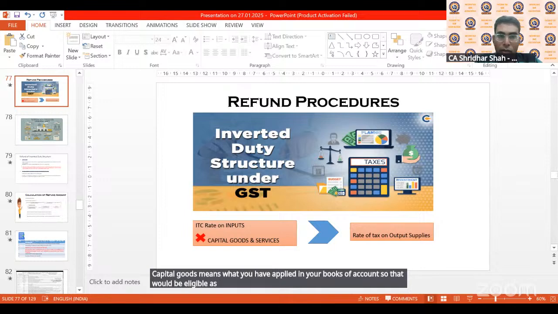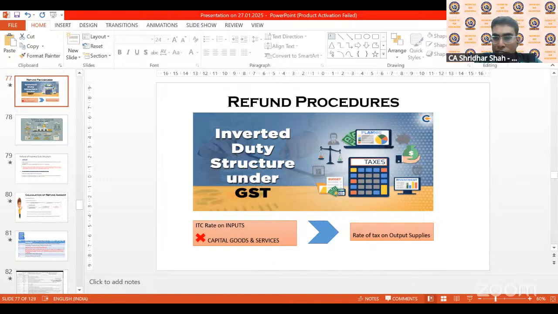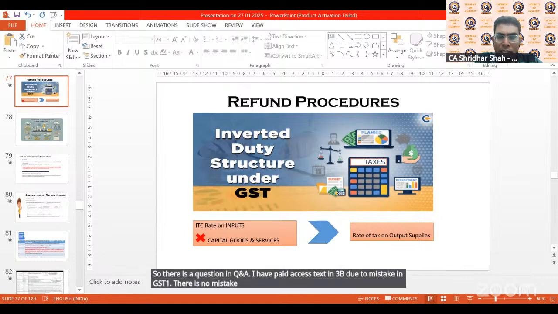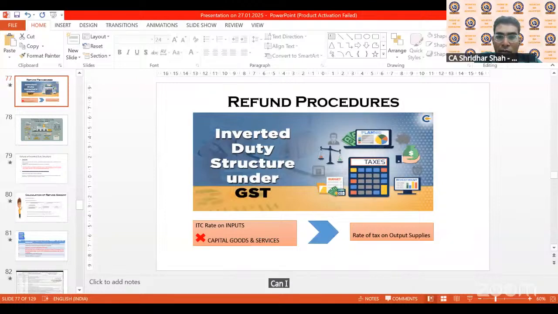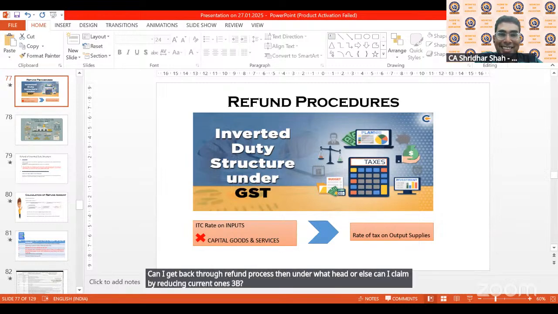Okay. So there is a question in Q&A. I have paid excess tax in 3B due to mistake. In GSTR-1, there is no mistake. Time of amendment in 3B is gone. Can I get back through refund process, then under what head? Or else can I claim by reducing the current month's 3B?